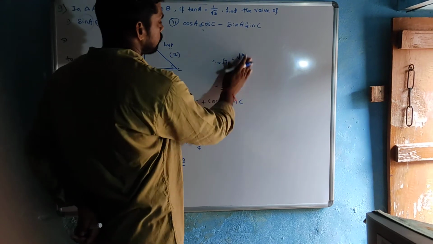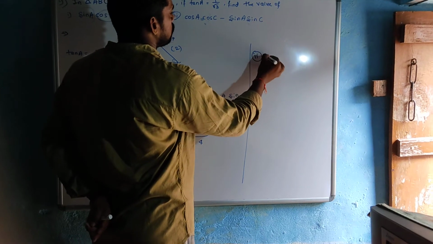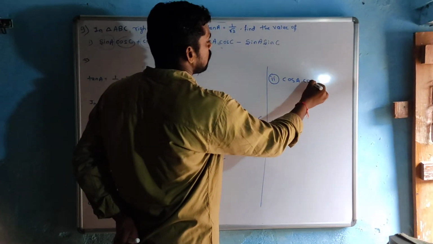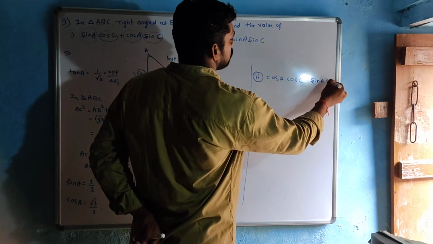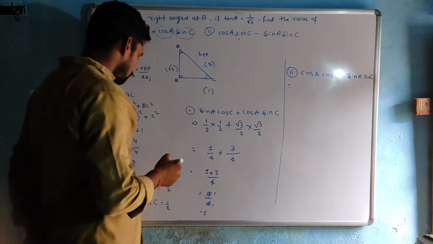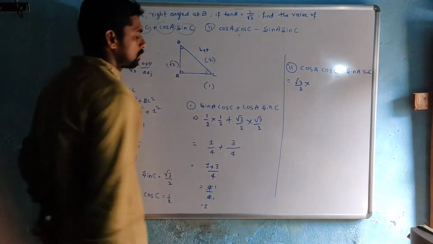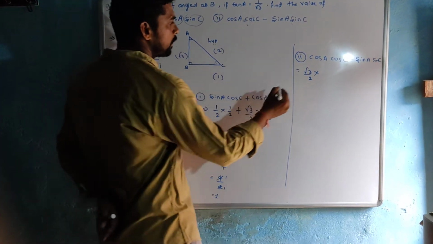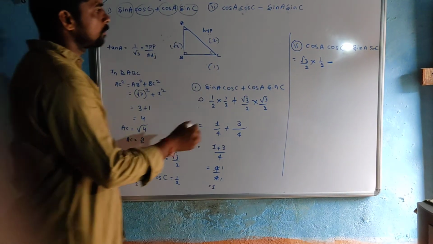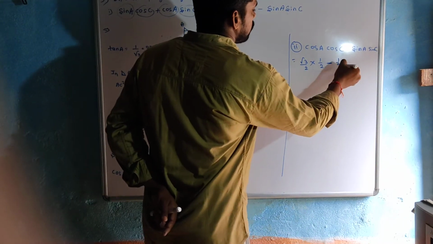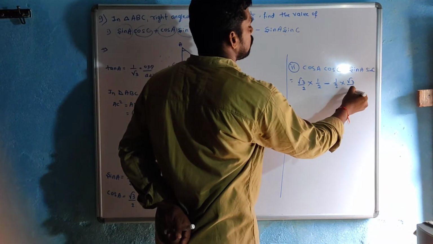See here, second one. Cos A cos C minus sin A sin C. See here, cos A value root 3 by 2 into cos C, cos C value 1 by 2, minus sin A value 1 by 2 into sin C root 3 by 2. Sin C value root 3 by 2.